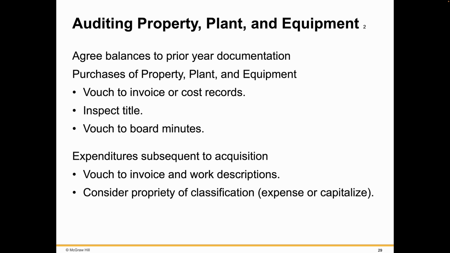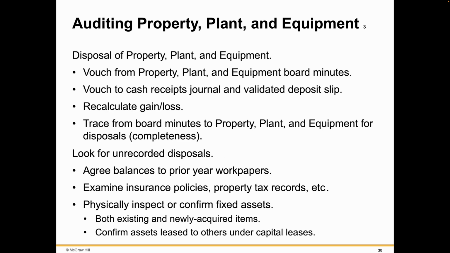Then for the expenditures subsequent to acquisition, we're going to vouch those to the invoices and the work descriptions and make sure that they are properly classified as either an expense or capitalized if it qualifies. And then when we're looking at the disposal of property, plant, and equipment, we're vouching right to the minutes of the board. We're vouching the cash receipts journal and the validated deposit slip, recalculating the gain or loss, and making sure that we trace that to the board minutes for completeness.